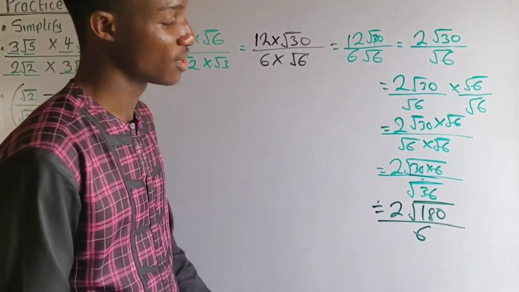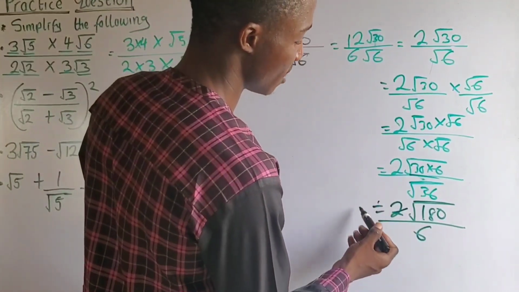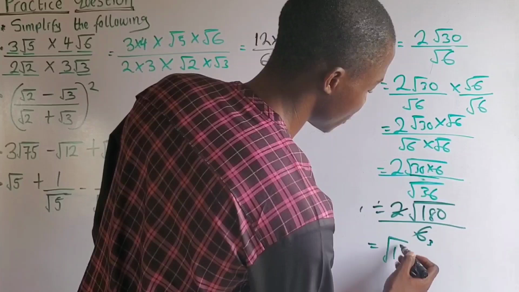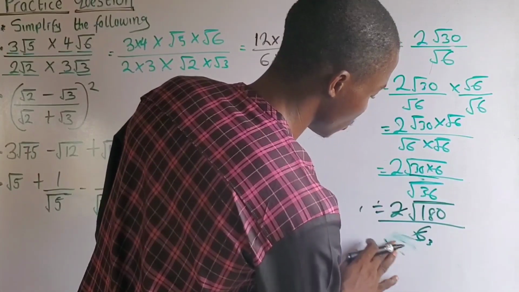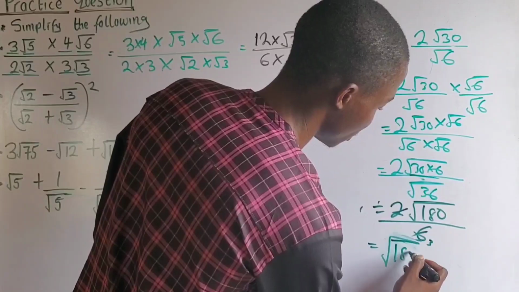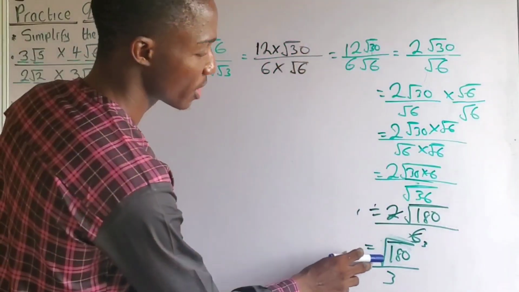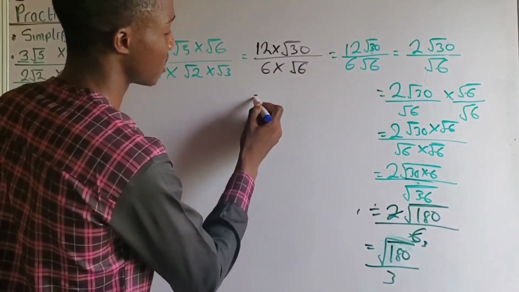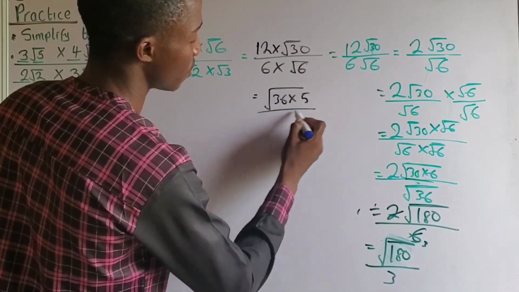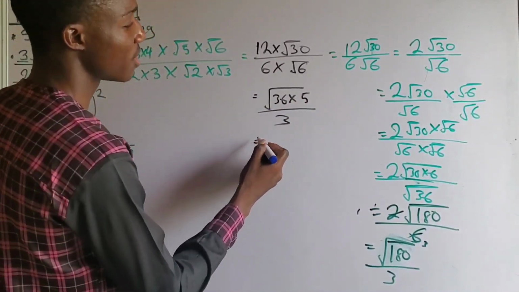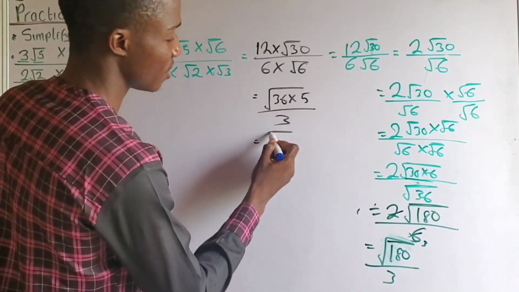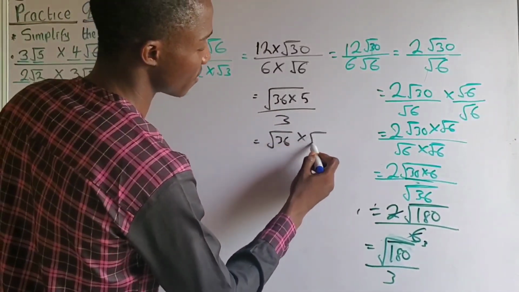Now, can we still reduce this? Let us see. 2 here, 1. 2 in there, 3. I'm going to have root 180 all over 3. Root 180 can be written as root 36 times 5 all over 3. You understand? So I'm going to have root 36 times 5. Root 36 is what? Okay, root 36 times root 5.